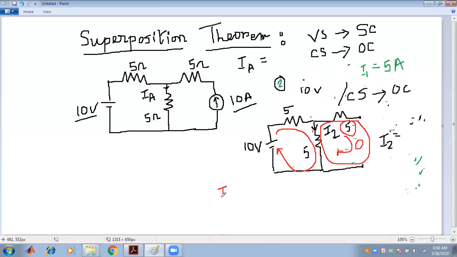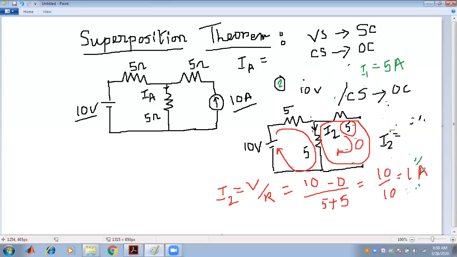So the total current I, according to Ohm's law, since we are using the concept of superposition along with Ohm's law, is I equal to V by R. That is 10 minus 0, the voltage difference, and the total resistance is 5 plus 5, that is I2. So the current is 10 by 10, which is 1 ampere.